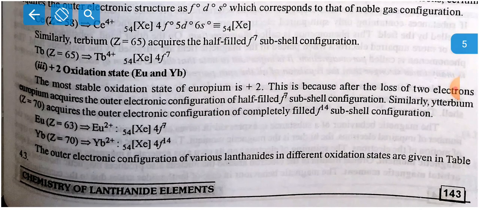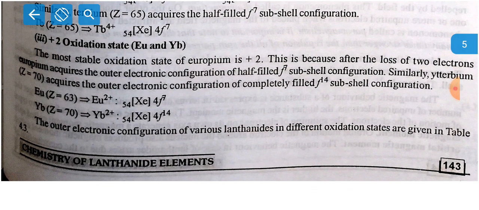+2 oxidation state: europium and ytterbium. The most stable oxidation state of europium is +2. This is because after the loss of 2 electrons, europium acquires the outer electronic configuration of half-filled f7 subshell. Similarly, ytterbium Z equals 70 acquires the outer electronic configuration of completely filled f14 subshell. Europium Z equals 63. Europium 2+ gives xenon 54, 4f7, and ytterbium Z equals 70. Ytterbium 2+ gives xenon 54, 4f14. The outer electronic configurations of various lanthanoids in different oxidation states are shown in table 4.3.